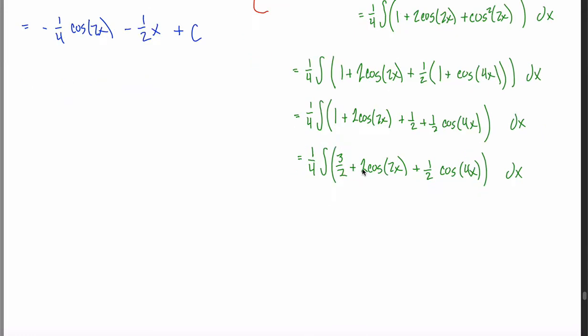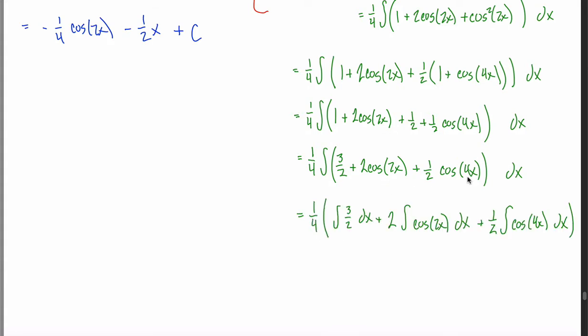And then these coefficients of 2 and 1/2 can be pulled out in front of their respective integrals if I distribute this integral to each of my different terms. So being really careful with my parentheses, I can rewrite this as this integral. So note the 1/4 is going to hit everything because of this outermost layer of parentheses. And then the integral hits each of the different terms. So the integral of the 3/2, the integral of this term, but the 2 can come out in front of the integral. And then the integral of this term, but the 1/2 can come out in front of the integral.